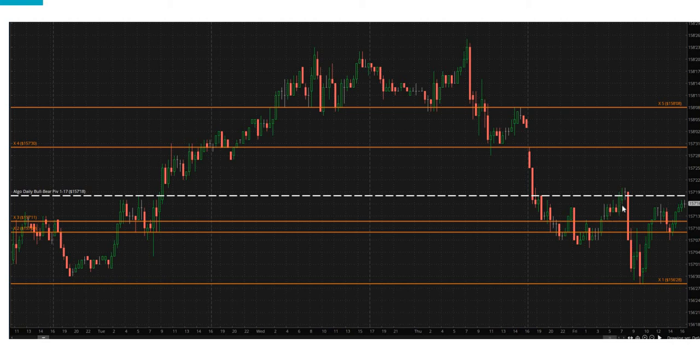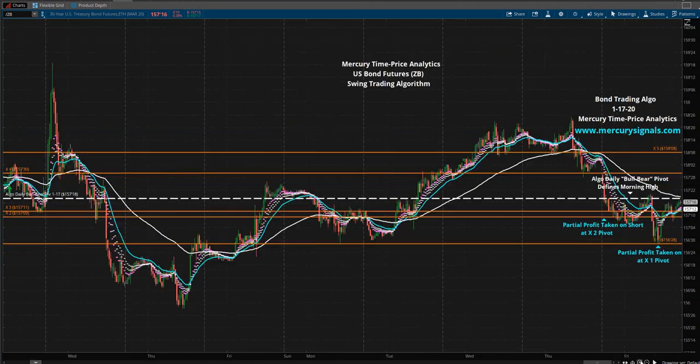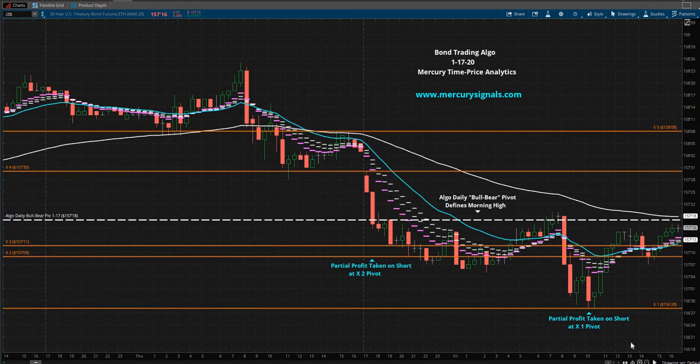So what our subscribers get is not only these pivots in the morning pre-RTH, but a live chart where you can see the algorithm and the pivots in real time. So if you're trading this today, you can see that our single daily bull bear pivot for bonds defined the high of the day.